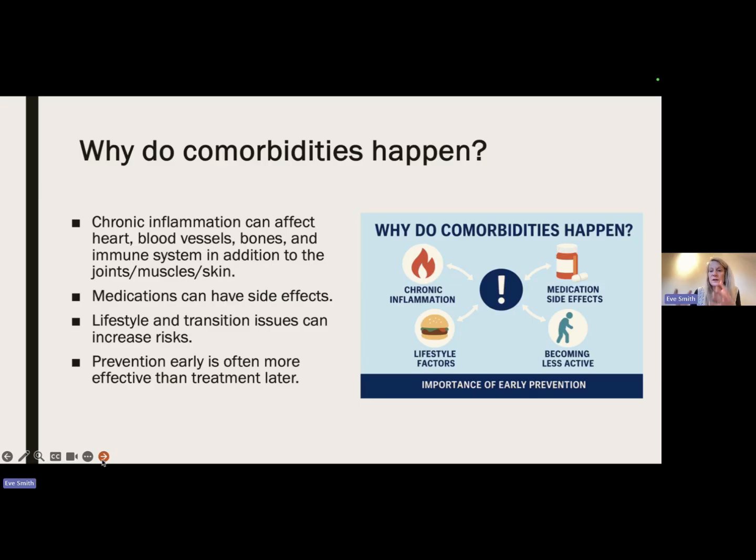Comorbidities might happen because of the disease itself, but they might become worse or more of a problem because of things in people's lifestyle. Transition can often be a difficult period where there's a lot of change, and that can also fuel these types of things. And overall, being aware of these comorbidities, although they might sound a bit scary, I think it's better to have an awareness of them, to think about them, to put in small changes in a conscious way to try and prevent them, rather than just try and treat them later on down the line.